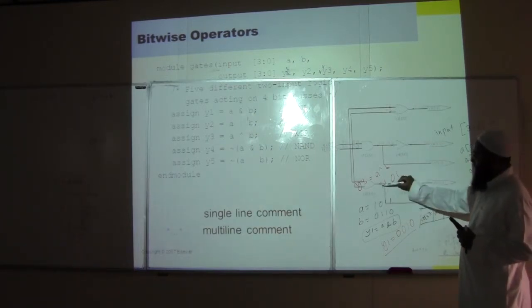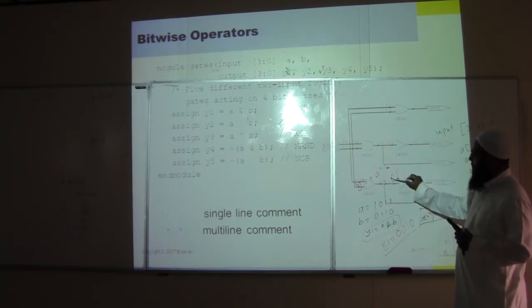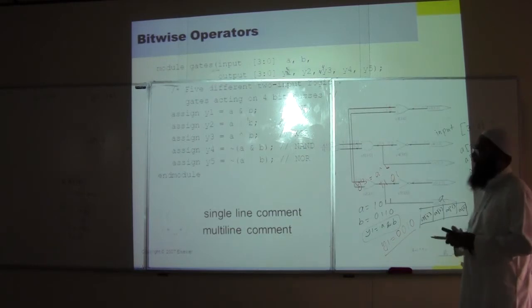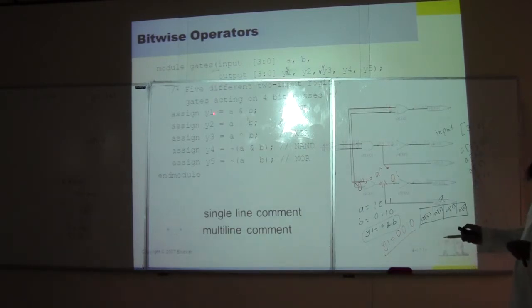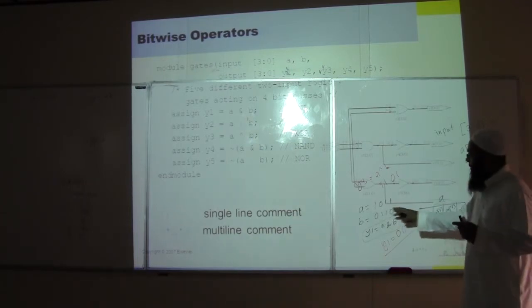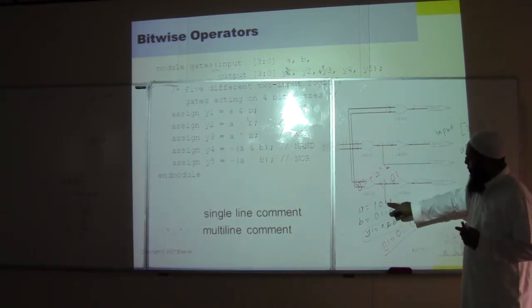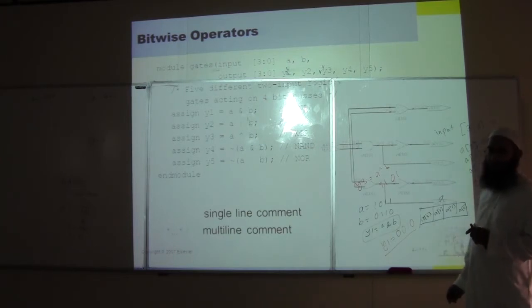So 1 0 gives you 1. 0 1 gives you 1. 1 1 gives you 0. 1 0 gives you 1. So in this way, Y1 will be 4 bits, Y2 4 bits, Y3 4 bits, Y4 4 bits, Y5 4 bits. This is a bitwise operator. Bitwise means each bit is handled separately. If you give 4 bits, this 2, then this 2, then this 2, then this 2.